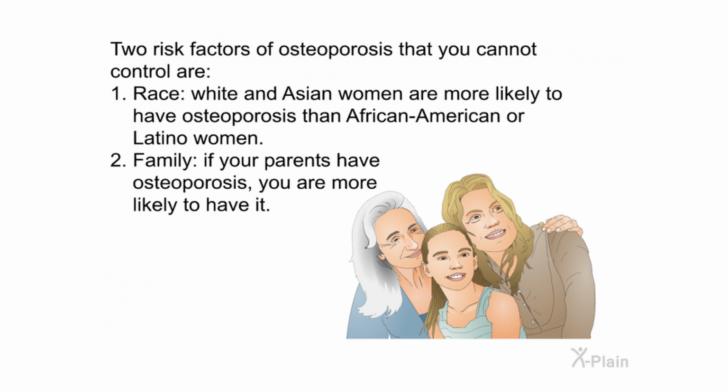Two risk factors of osteoporosis that you cannot control are: 1. Race. White and Asian women are more likely to have osteoporosis than African American or Latino women. 2. Family. If your parents have osteoporosis, you are more likely to have it.